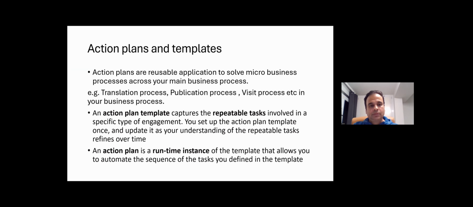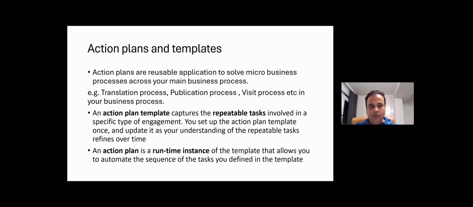So let's see what an action plan is. Action plans and templates. These are just theoretical definitions, but to explain, you have an end-to-end business process, a complex business process, and within the business process, most of the time you have certain micro business processes. To give you an example, we have a case management process end-to-end, but at the end of that case, we have to do a translation. But for translation, there are 3 people involved, and that is what I call a micro business process within your end-to-end business process.